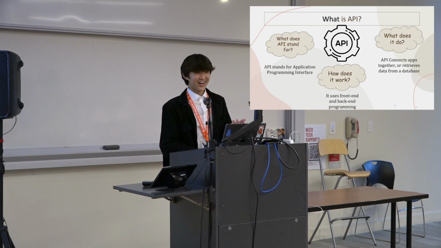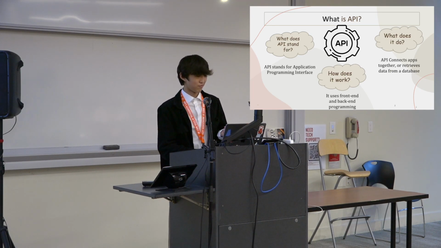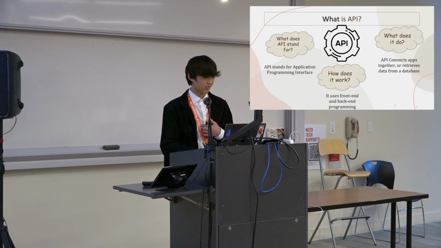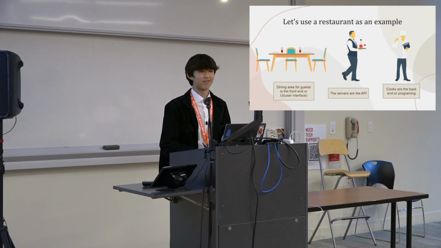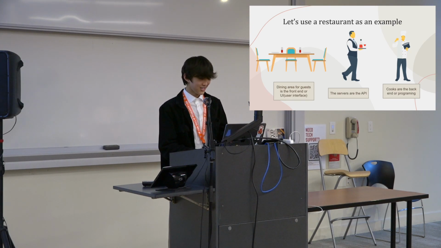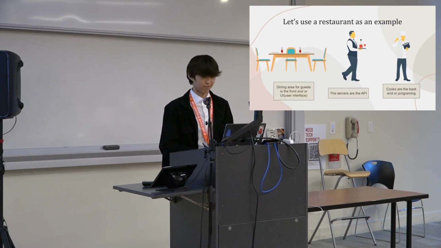But I'll go a little bit more in depth into what an API's role is in front-end and back-end programming. So I'll use a restaurant as an example. Say you're a customer and you walk into a restaurant. There will be a dining area, and this is the front end or the UI of the web page. When you order your food, the servers take your order to the cooks. The servers are the APIs and the cooks are the back end. After the food is finished cooking, the servers will take the food and give it back to the customers. And this is how APIs carry information from the back end to the front end.